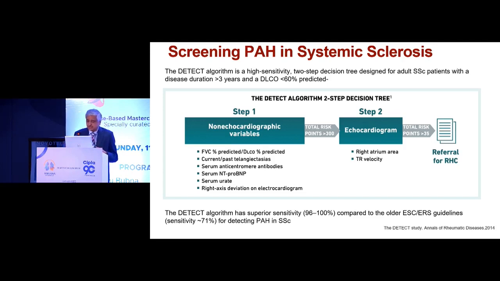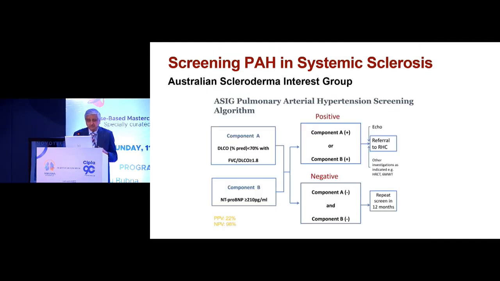There's another screening system which has been developed by the Australian Scleroderma Interest Group. Very, very simple, and I find this also very useful. It looks at 2 parameters, the pulmonary parameters and the cardiac parameters. It looks at DLCO less than 70% of predicted and the FVC by DLCO ratio, that is component A, and component B is the NT-proBNP. If any of these is positive, you should do an echo and look for other parameters to explain this, and then do a right heart catheterization. If both are negative, then the patient should be screened every year for pulmonary arterial hypertension.